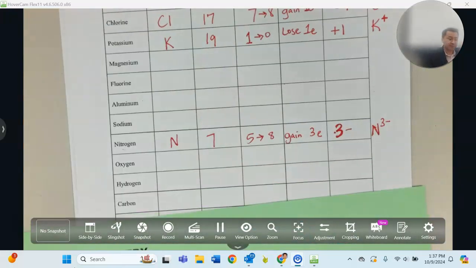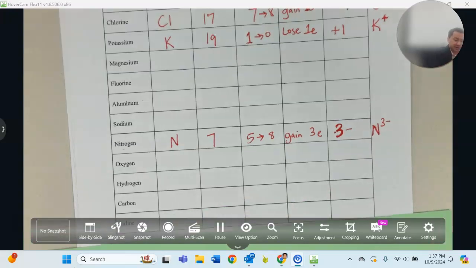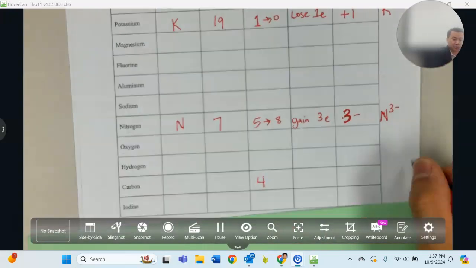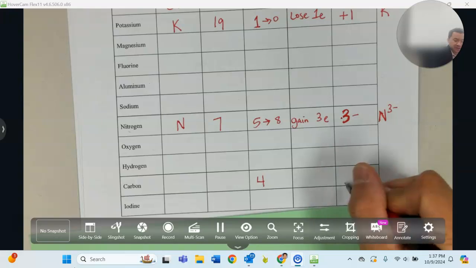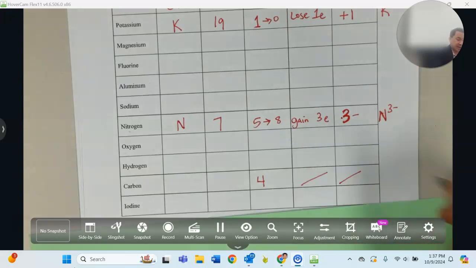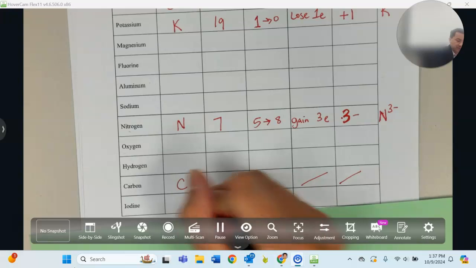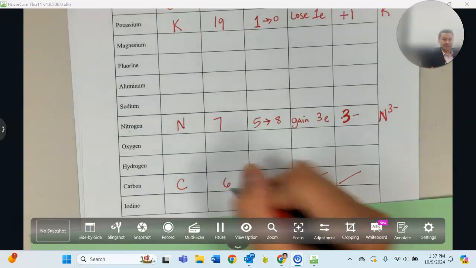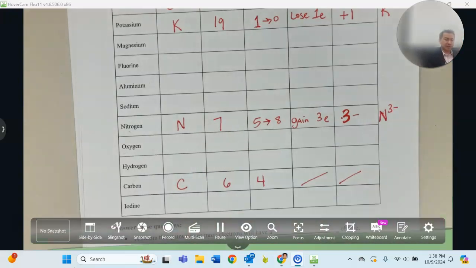Okay. Carbon's a little weird here. It's got 4, so it can gain or lose 4. But carbon's special, so we're not going to worry about that one, okay? Carbon, total number of electrons. All right. So I've done 2 already. 1 negative, 1 positive. Let's do another positive one.